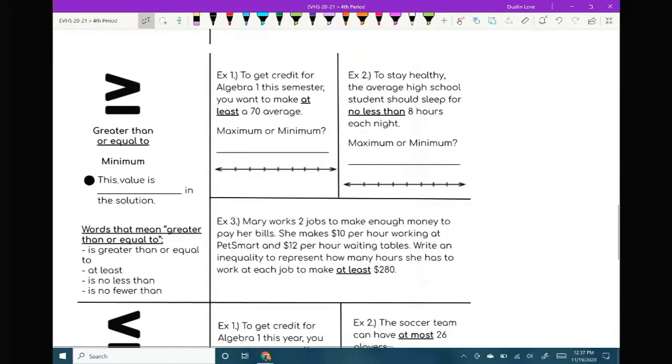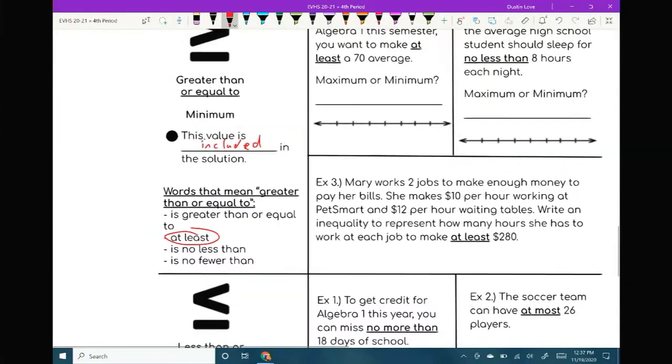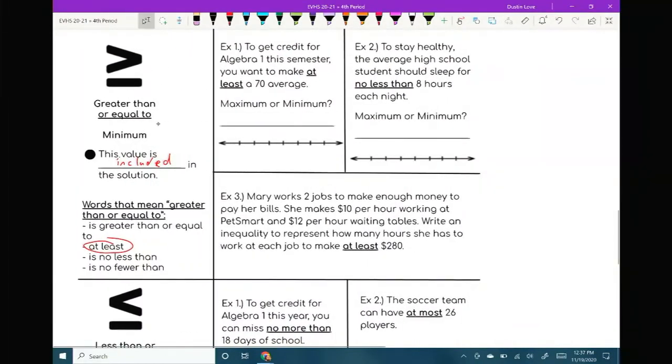Okay, last page of the notes. Greater than or equal to. When we have greater than or equal to, this value is included. And our phrases: greater than or equal to, at least is one that's a little bit strange, but is in there as well. Also, no less than or no fewer than. Also realize that these are always going to be minimums.